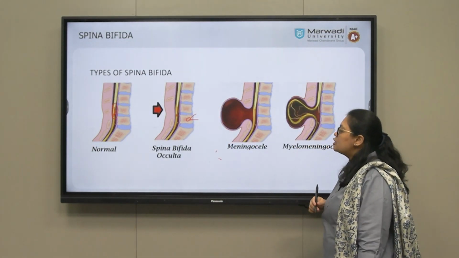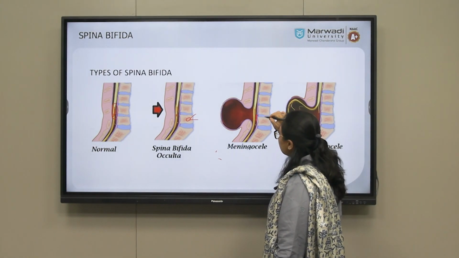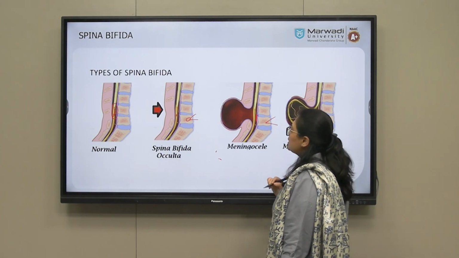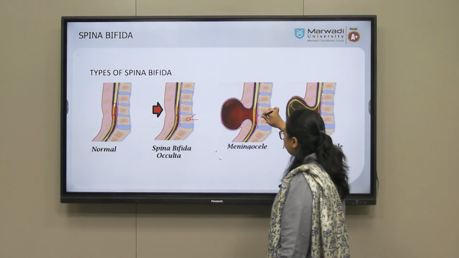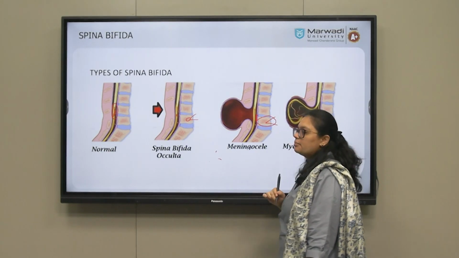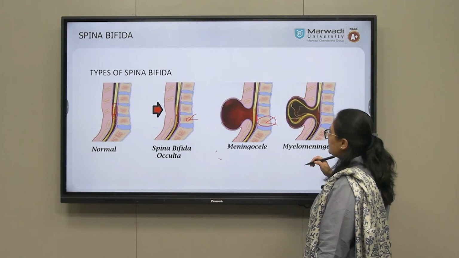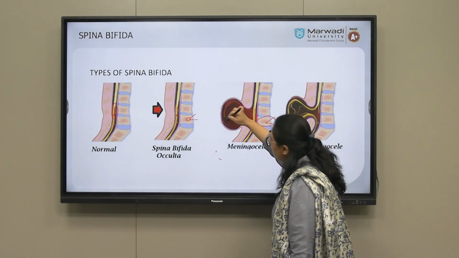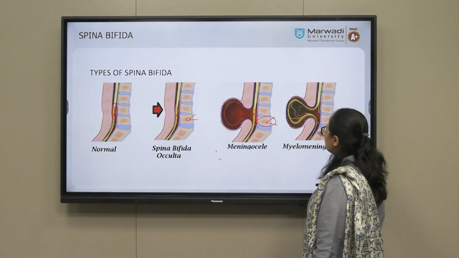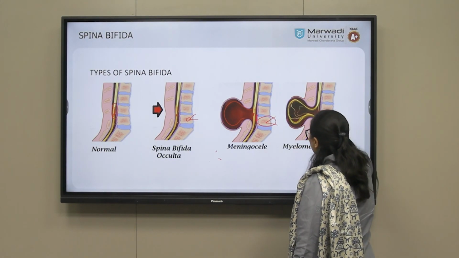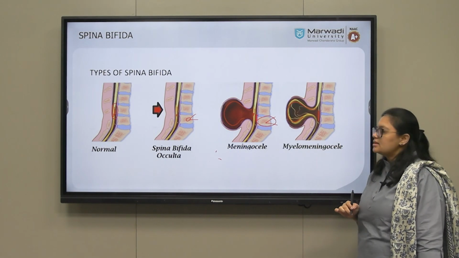Then there is meningocele. In meningocele, along with the problem with the vertebral structure, the meninges, which are the covering of the spinal cord, will also come out. Fine. We can see here in this figure that the meninges are coming out, and the spinal cord is intact. Then comes myelomeningocele, where the nerve along with the meninges also comes out in the spina bifida.